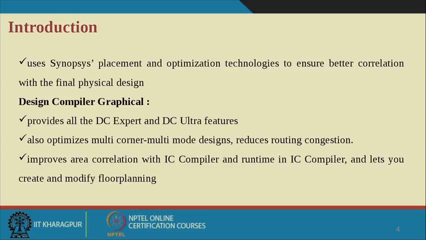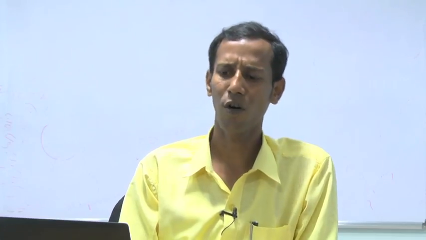Okay. Another mode is design compiler graphical. In design compiler graphical mode, it provides both the features, DC Expert as well as DC Ultra. It also optimizes multi-corner multi-mode design and reduces routing congestion. All these, like routing congestion, multi-mode design and multi-threshold design, are related to the physical design part.